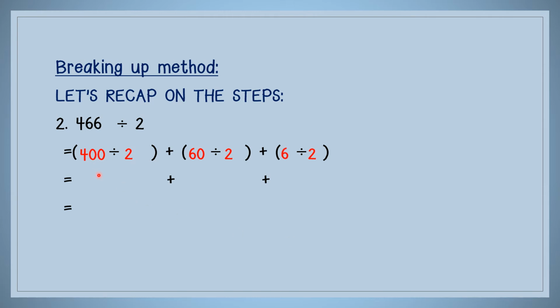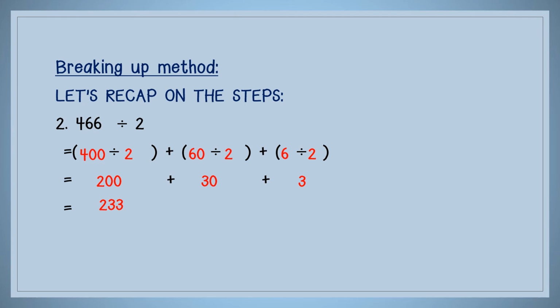So now if we start adding our answers here in the second step, 400 divided by 2 is 200, plus 60 divided by 2 is 30, plus 6 divided by 2 is 3. And now for our third step, we're going to add all of this and get our final answer. So 200 plus 30 plus 3 is 233.